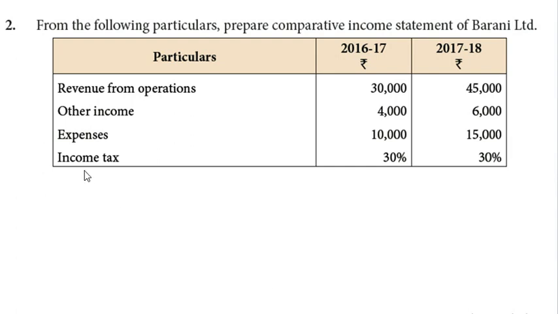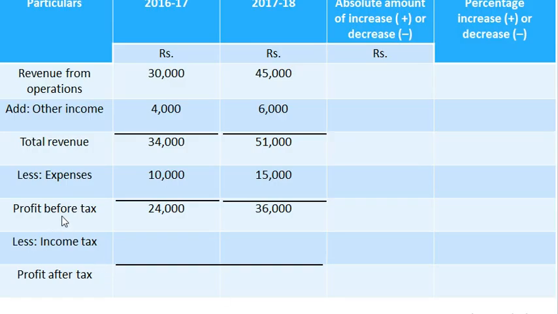For the calculation of income tax, they had said that income tax should be calculated at 30%, as the profit before tax is 24,000 and 36,000. With this amount, we have to calculate 30% for getting profit after tax.